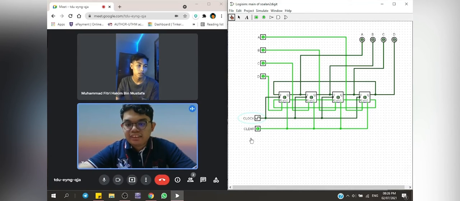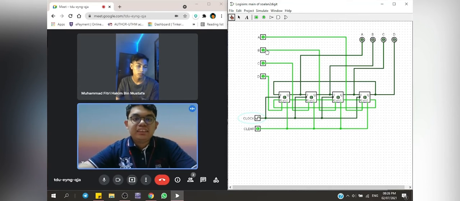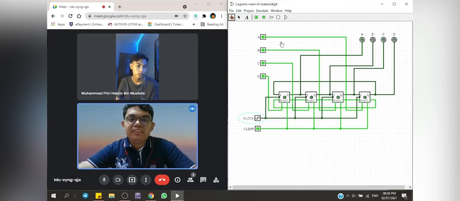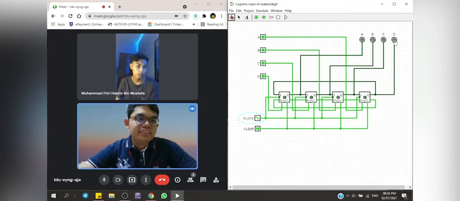Line number 6. Clear 1. Input D1, C1, B1, and A1. The clock pulse will be 3. The output will be D0, C0, B0, and A0.